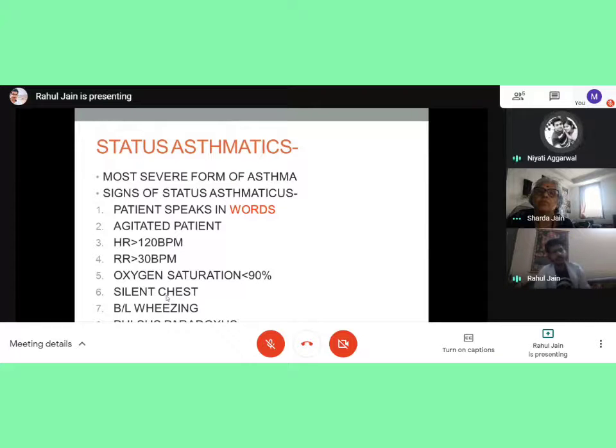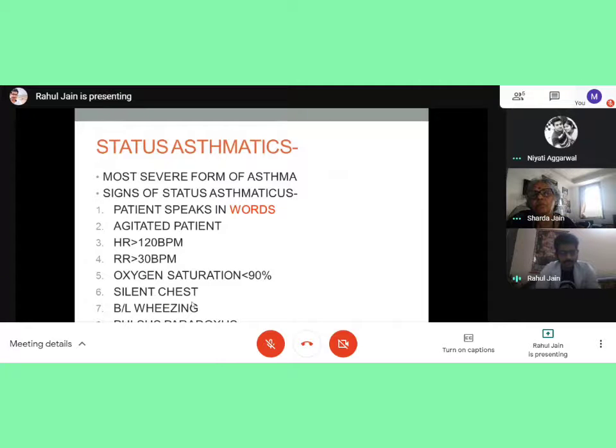And yes, silent chest. So why is there a silent chest? Whenever I put my stethoscope over the chest, I won't hear any breath sound. The reason is the bronchi are so constricted that air entry is markedly reduced. So everything goes back to basics, that is bronchoconstriction. The lumen becomes so small that the air doesn't get transmitted through it. That's why there is a silent chest, or very minimal air entry, so it won't be heard with a stethoscope. Then there is bilateral wheezing.